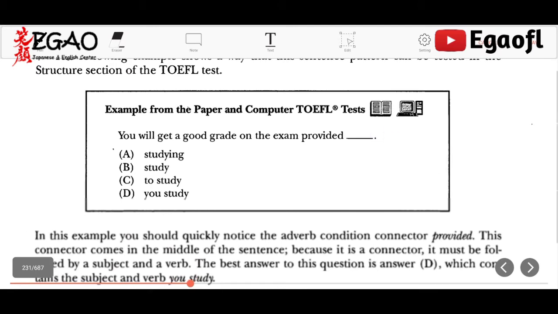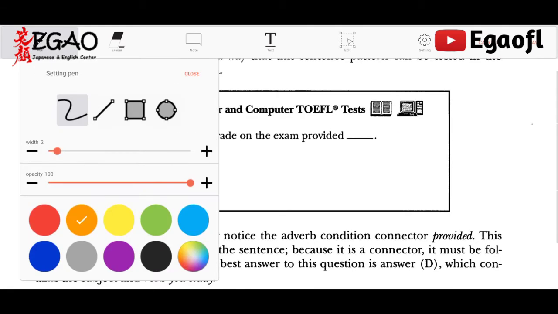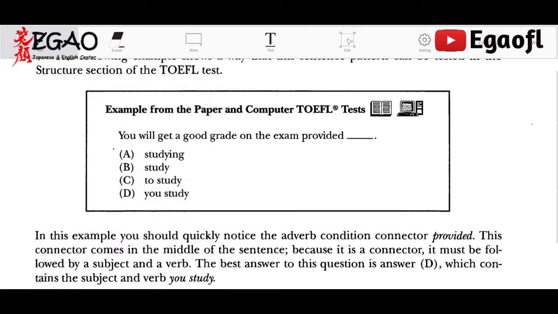Okay, so in this example, you will get a good grade on the exam provided blah blah blah blah. Okay, so "you will get" is actually the subject and also the verb. "A good grade on the exam" is just the object. "Provided" here is the connector.